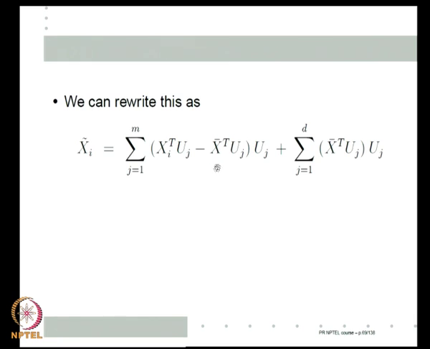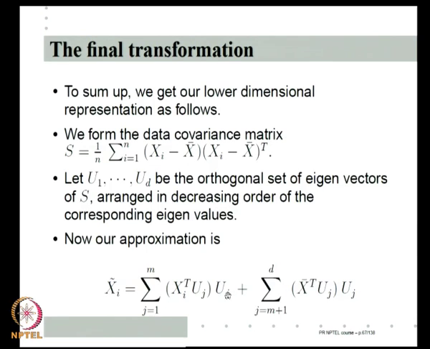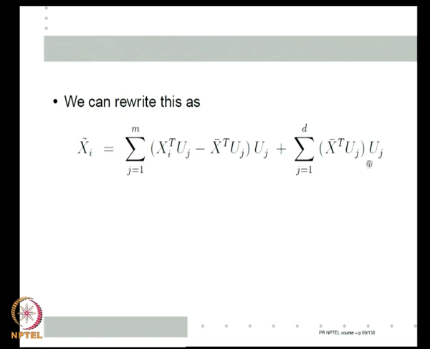Now, I get all my x bar transpose uj terms together. Once I subtract them, I have to add them. I already have m plus 1 to d and I am adding j equal to 1 to m. So, I am adding j equal to 1 to d. Now, the sum for j equal to 1 to d of x bar transpose uj is nothing but the representation of x bar in the coordinate system of the uj. So, this entire sum is nothing but x bar. So, I can write it as the sum of xi transpose uj minus x bar transpose uj, times uj, plus x bar. This is my low dimensional representation.